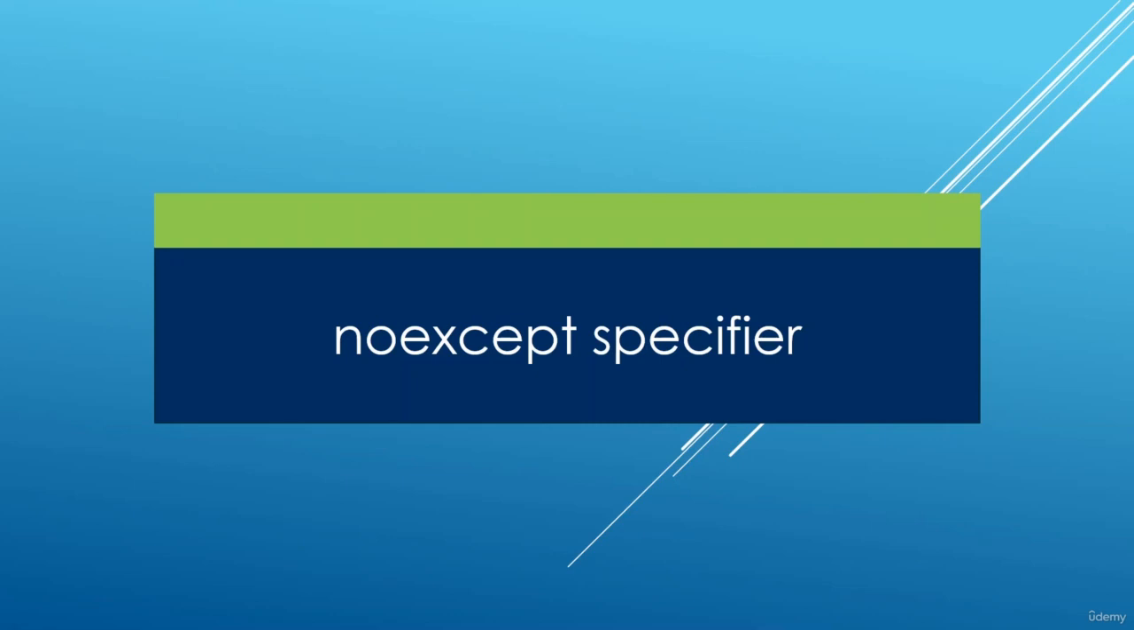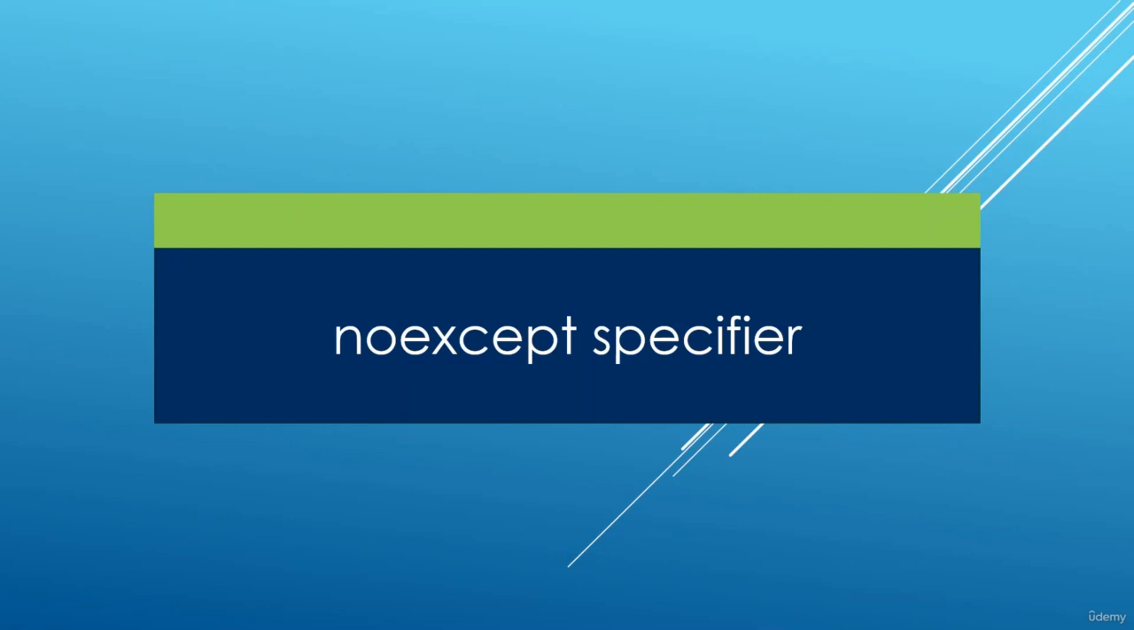In this lecture, we are going to learn about the noexcept specifier. This is a way we have in C++ to specify that we don't want exceptions to propagate out of a given function. Some people misunderstand this specifier. They think that if you say it, it means that you can't throw exceptions in a function with this specifier, but that's not exactly true.